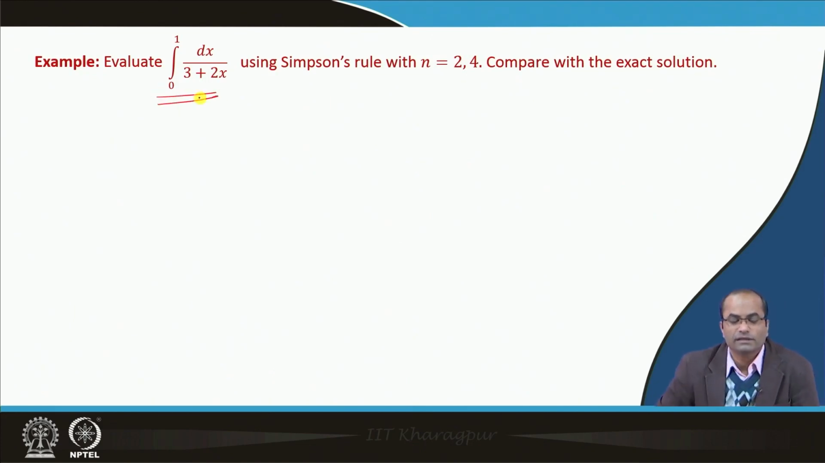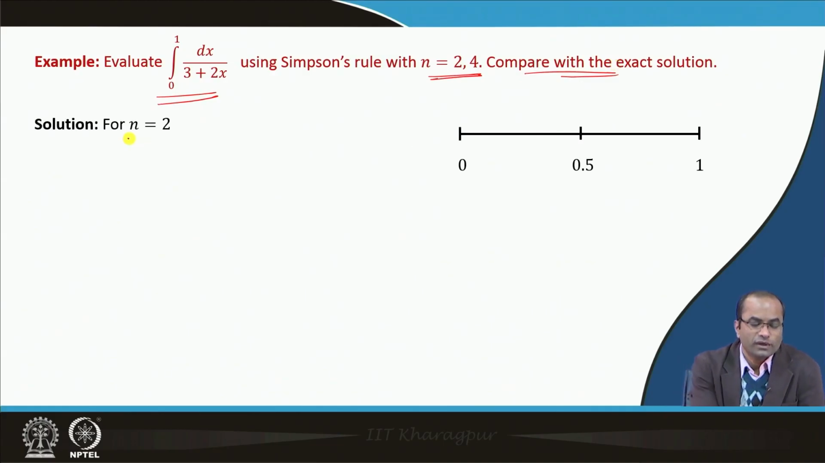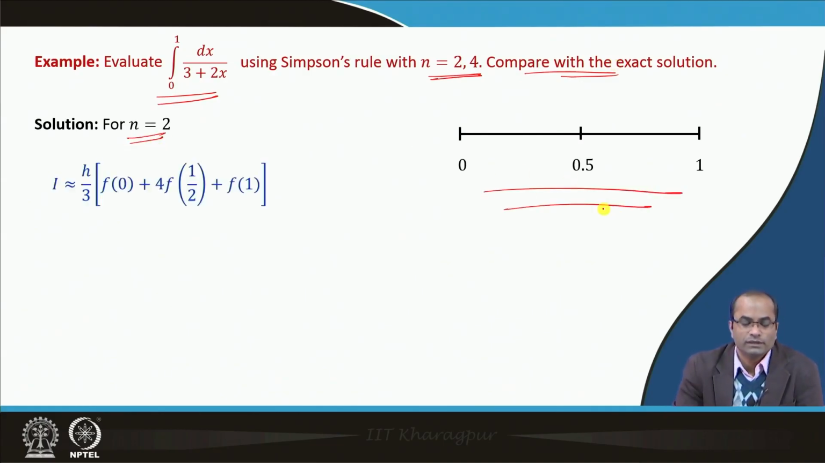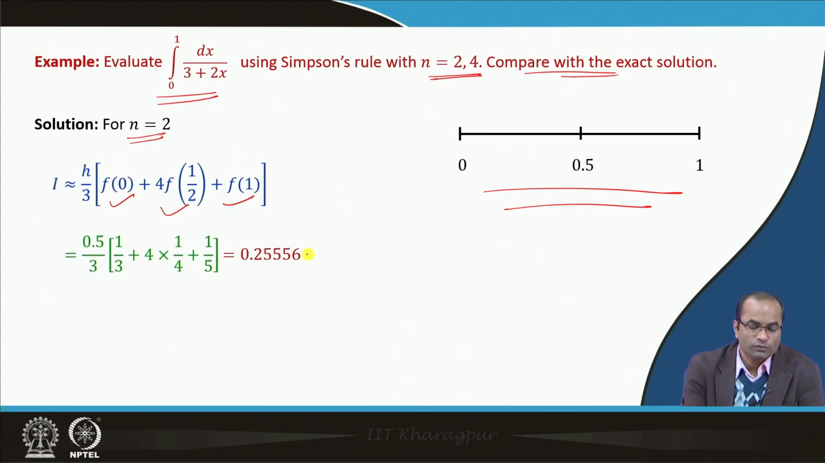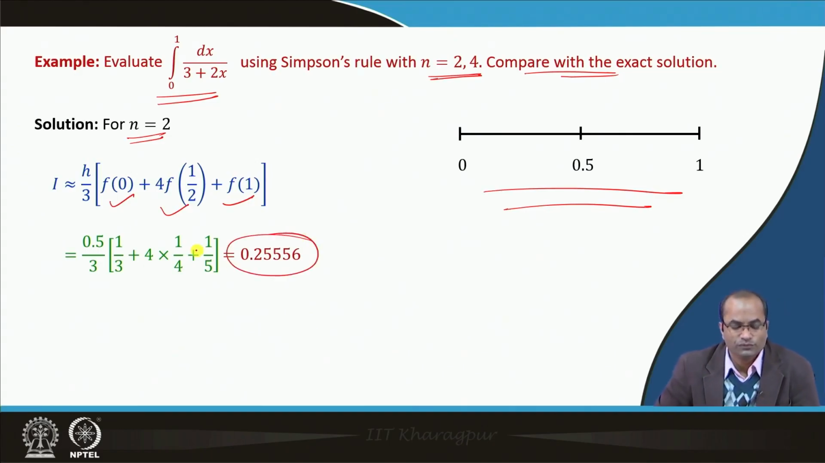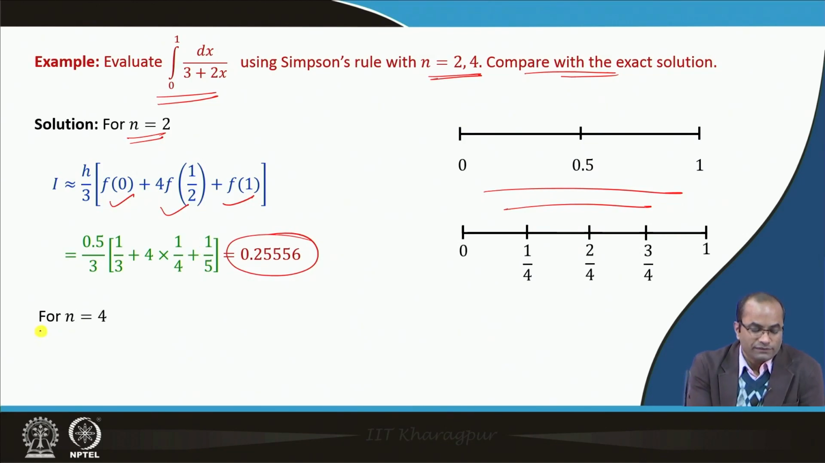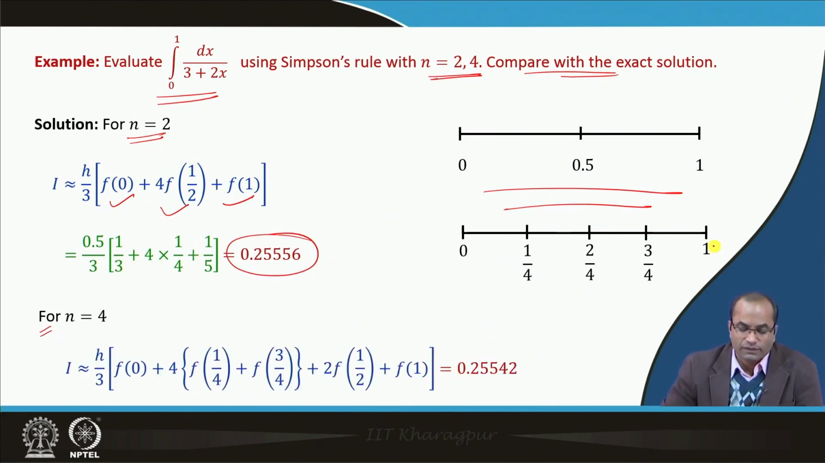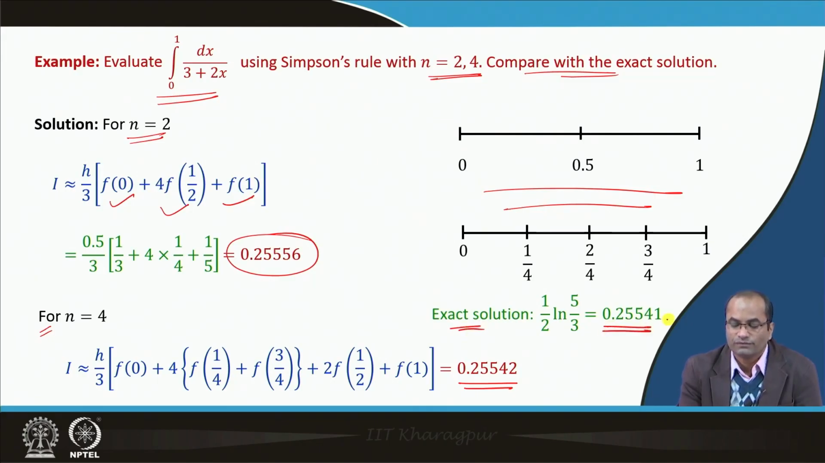Again we will take the same example and we will apply the Simpson's rule, taking n=2 intervals and 4 intervals, and we will compare with the exact solution. So, if we take n equal to 2, the 2 intervals, in that case we will apply this formula: f(0), 4 times f(half), and f(1). This is the single application of this Simpson rule. So, after this calculation we do see that we are getting 0.2556. Whereas, when we take n equal to 4, we will get 0.25542 as the answer, and just remember the exact solution in this case was 0.25541.